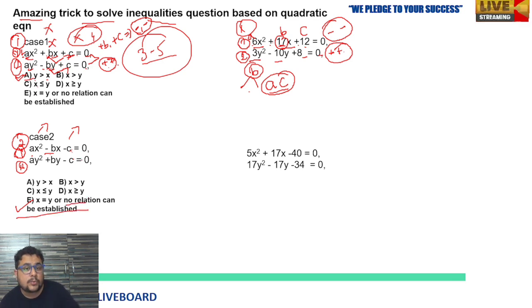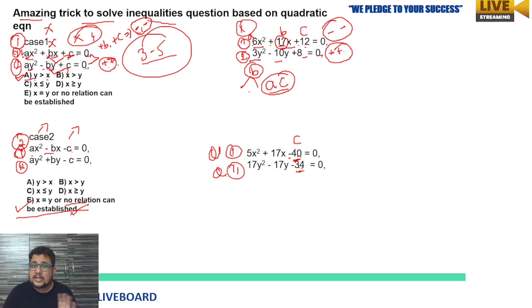When in both equations the constant term is negative, see here, this is equation 1, this is equation 2, quantity 1, quantity 2, right? Here you have to find out the relation. So if you see the constant terms, the last value here is minus 40, here minus 34. In both equations C is negative, so directly you can say the relation cannot be established. No need to check anything, no need to get the value of x, you can directly decide the answer here.